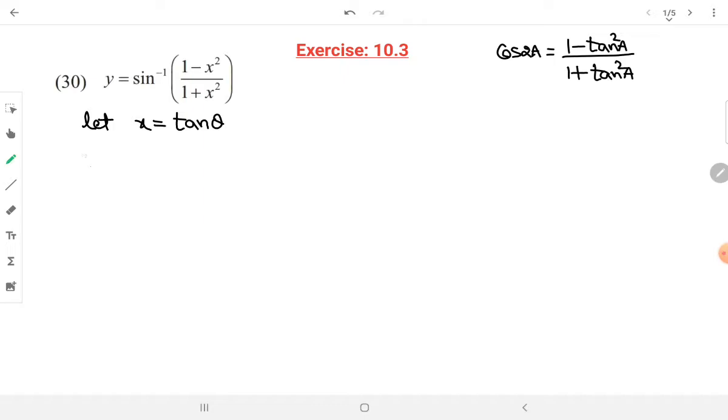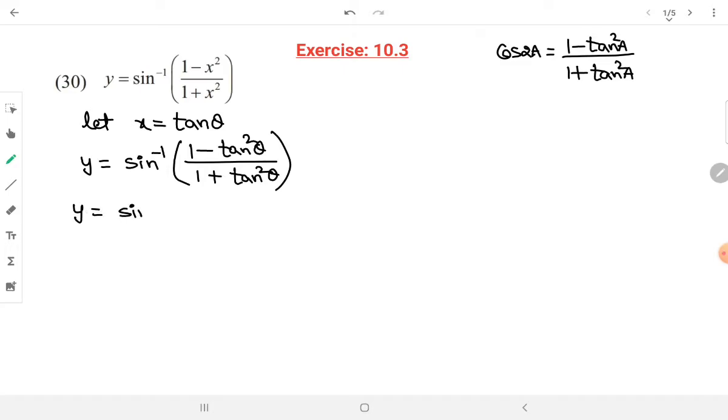Now here y is equal to, let's substitute tan theta in x place. What you'll get is 1 minus tan square theta whole divided by 1 plus tan square theta. So y is equal to sine inverse of, as we know the formula of this is cos 2a, in place of a we have theta, so it will be cos 2 theta. From this, y is equal to sine inverse of cos 2 theta.